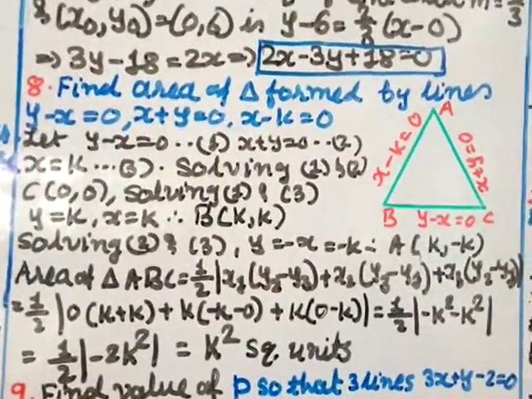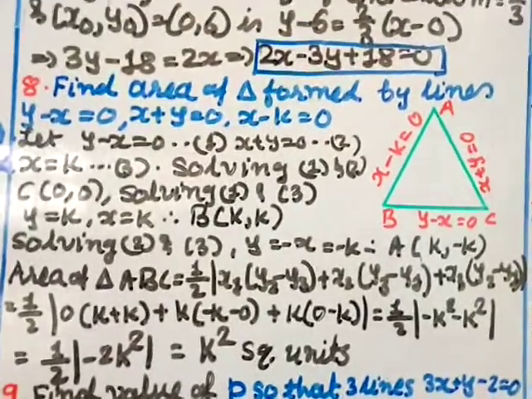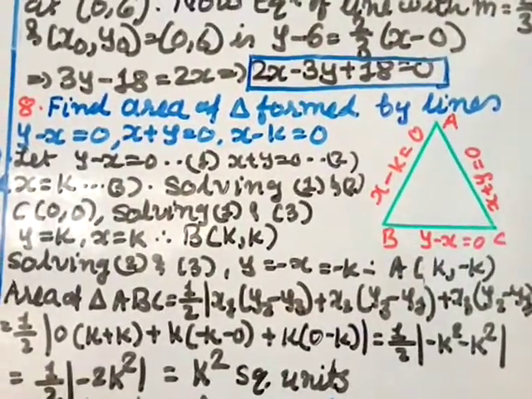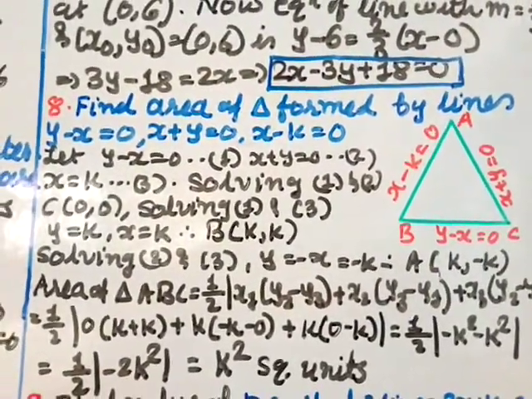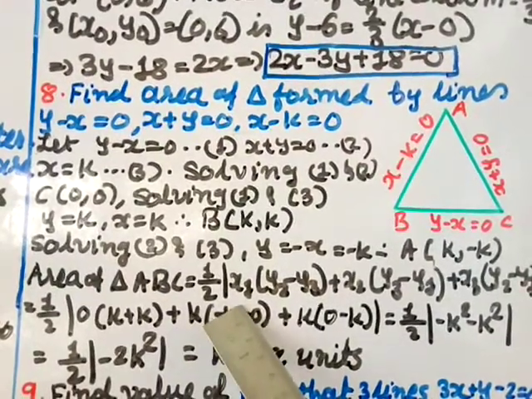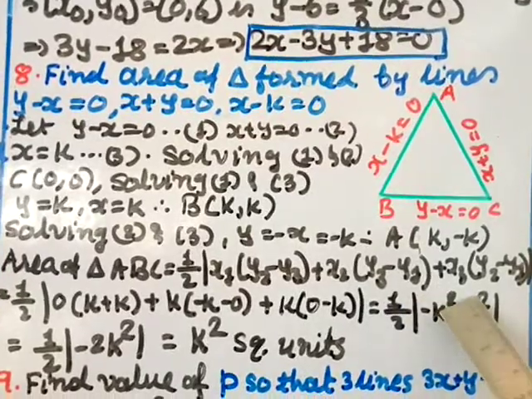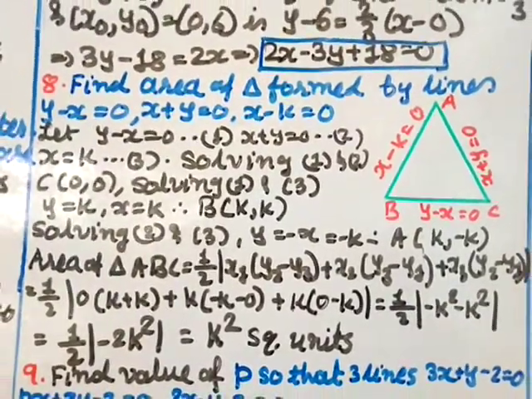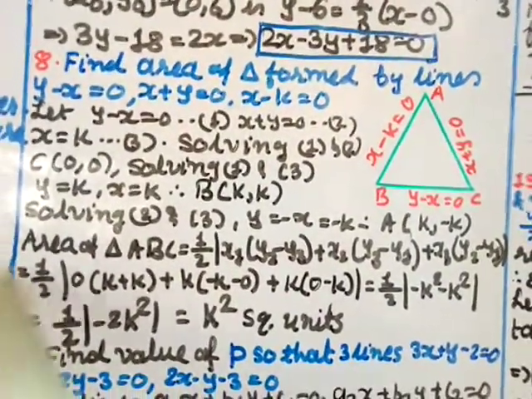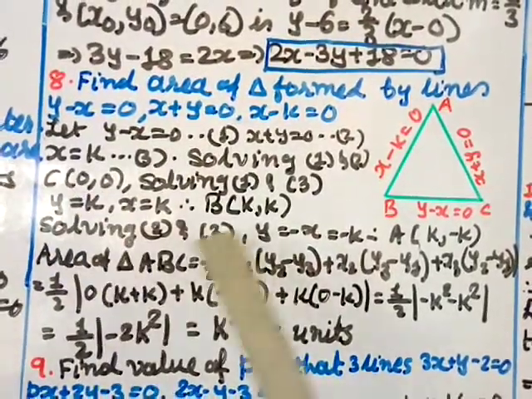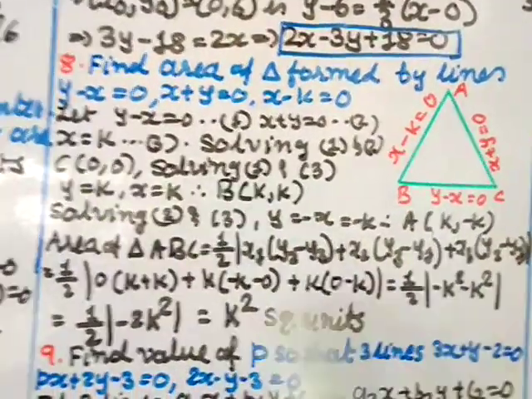Now we know the formula. If the 3 vertices of a triangle are given, then the area of the triangle is 1 by 2 modulus of x1 into (y2 minus y3) plus x2 into (y3 minus y1) plus x3 into (y2 minus y1). Let us place all the values. I'll take the points as x1 y1, x2 y2, and x3 y3. Directly I'm placing them here.